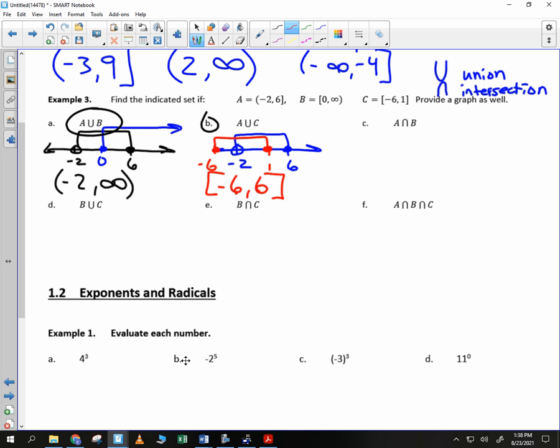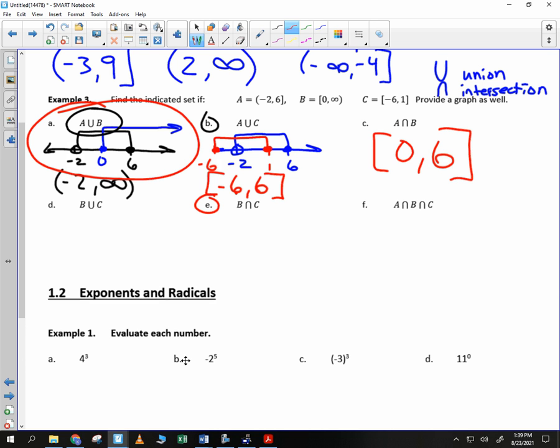Let's try A intersection B. I've already got the graph drawn. A intersection B means where they overlap. They must be part of both. Look at this graph right here. Is -3 part of both? No. How about -1? How about 3? Yeah, 3 is part of both, right? How about 7? So it's this region here. So A intersection B is going to be from 0 to 6. That's the overlap.